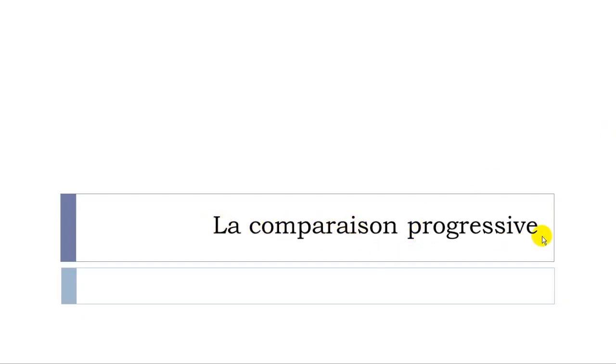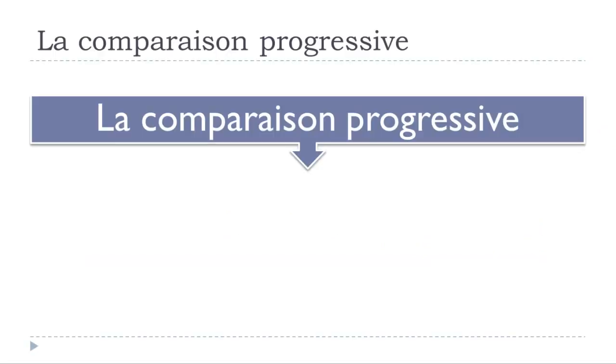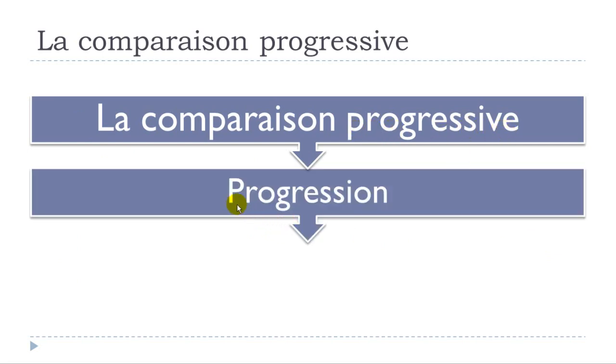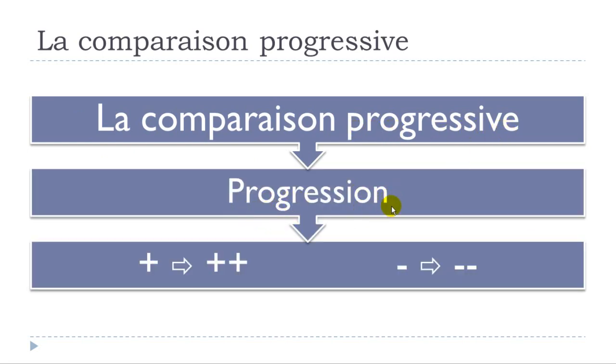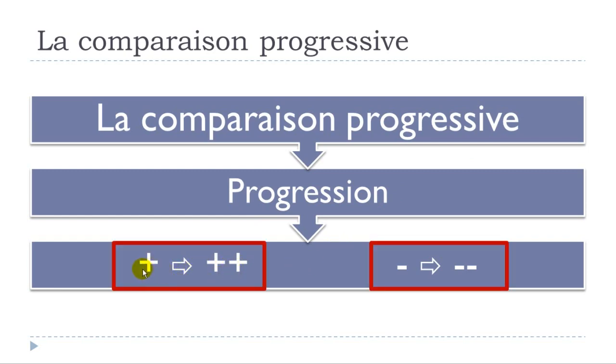La comparaison progressive. And you will see that it's actually quite simple in French. So basically when we talk about la comparaison progressive, we talk about la progression, so that's the key word. So la progression, it could go like that, or then like that. And you will see that it will be really simple to construct that, because basically in that case you will use this plus et plus, and then here it will be moins et moins.